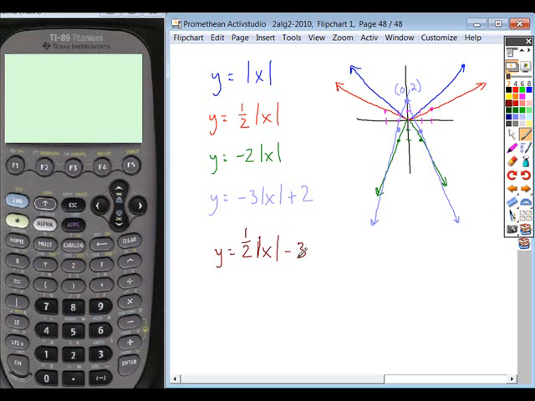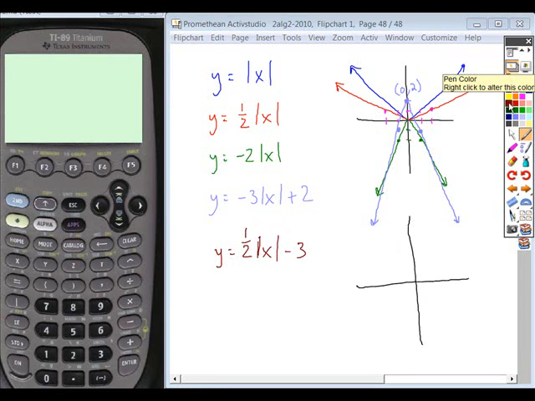Okay, so let's say we take y is equal to 1/2 absolute value of x minus 3. And I'll resketch it here. Where's my vertex going to be shifted? Down 3. So 1, 2, 3. Here's my vertex. Is my graph opening up or down? It's opening up, so I want to label my point below it, opposite it. So (0, -3) is my vertex.